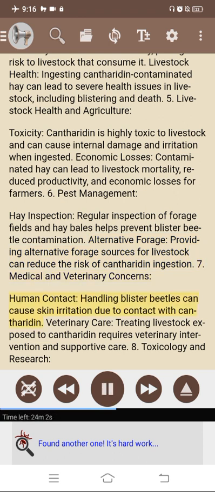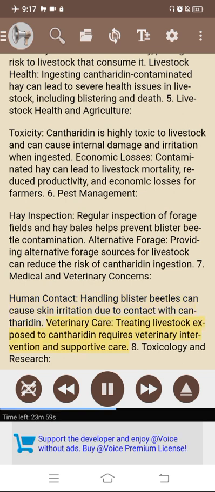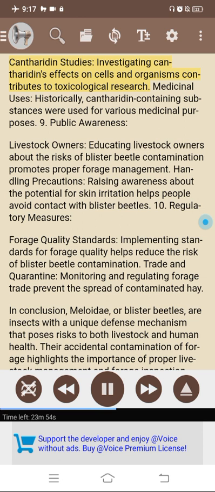Human contact. Handling blister beetles can cause skin irritation due to contact with cantharidin. Veterinary care. Treating livestock exposed to cantharidin requires veterinary intervention and supportive care. 8. Toxicology and research. Cantharidin studies. Investigating cantharidin's effects on cells and organisms contributes to toxicological research. Medicinal uses. Historically, cantharidin-containing substances were used for various medicinal purposes.